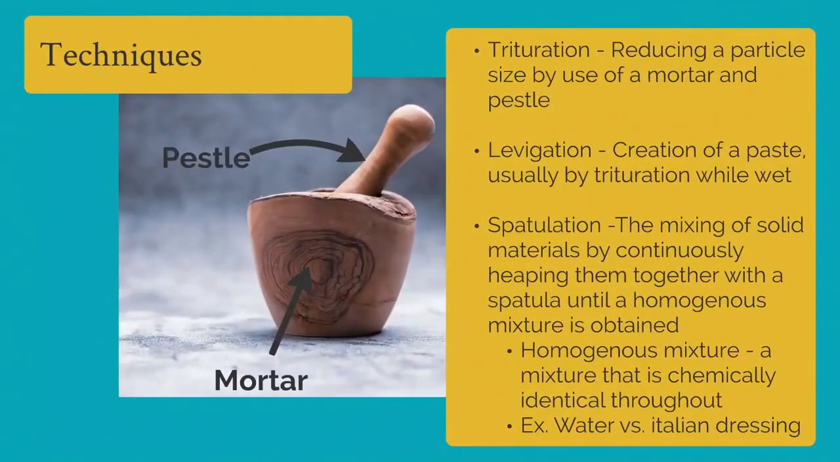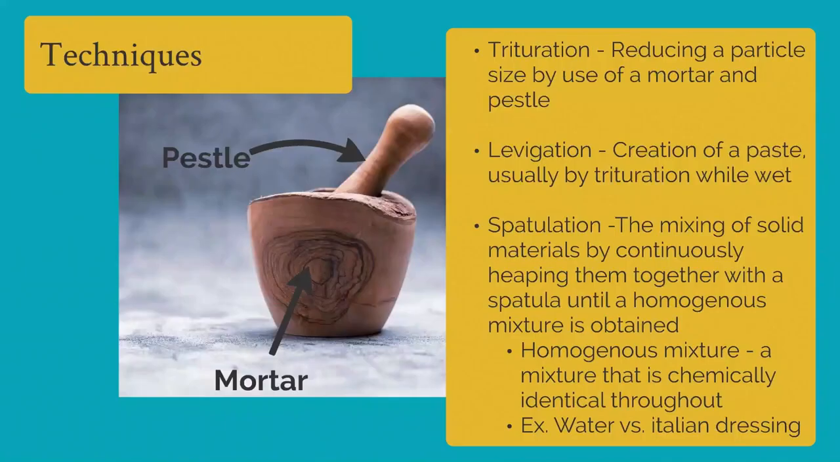Looking at the techniques used to compound, first, we have trituration, which is reducing a particle size by the use of a mortar and pestle, and you can see here an example of a mortar and pestle. Then we have levigation, which is the creation of a paste, usually by trituration while wet. So we'll add a little bit of water or a syrup to the powder in the mortar and pestle, and we'll triturate it until it forms a paste.